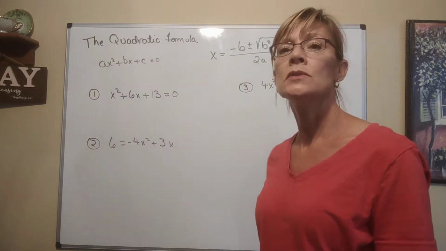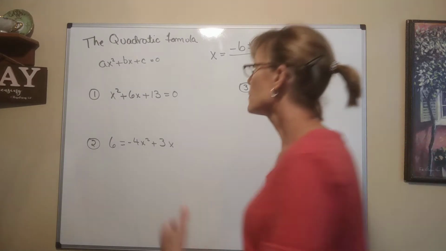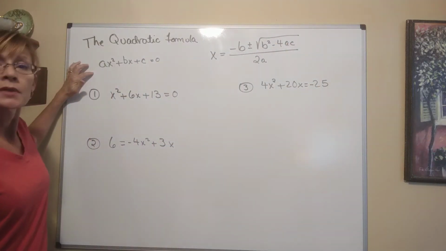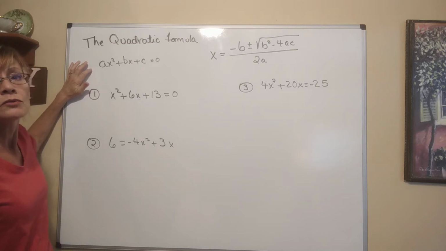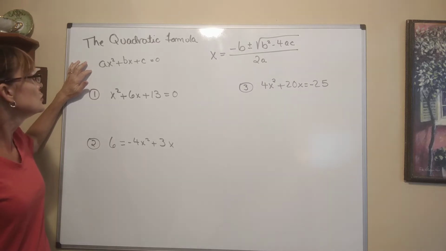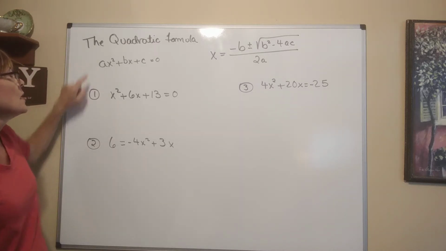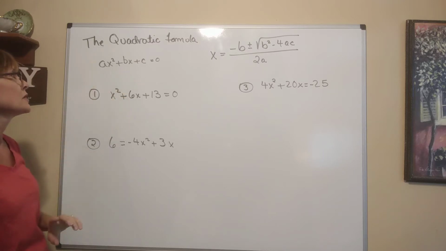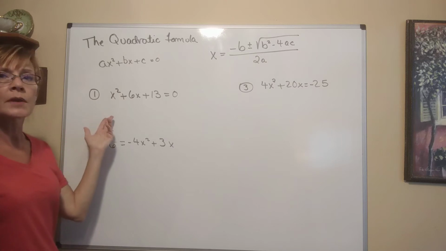Before you begin to use this though, you want to make sure that your equation is in standard form, which is this form right here: ax squared plus bx plus c. If it's not in this form, you need to manipulate your equation through algebra to get it in this form. So a is the coefficient of the x squared term, b is the coefficient of the x term, and c is the constant. So we're going to solve number one.